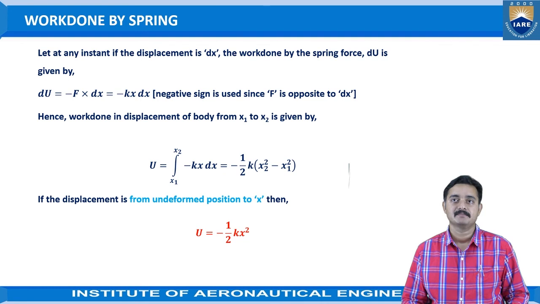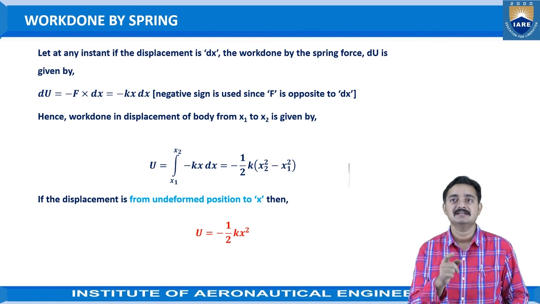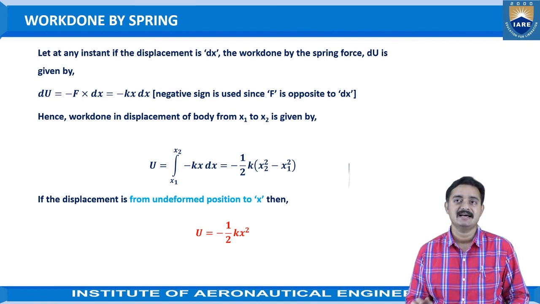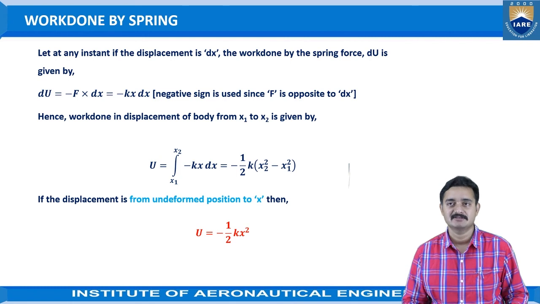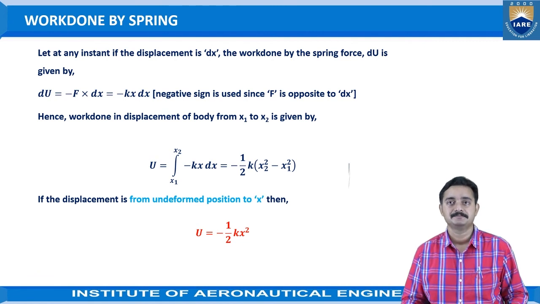You need to concentrate here. When the spring is getting compressed, what is happening? The force that is induced in the spring acts in the opposite direction to the displacement. That's the reason the work done is considered here as minus 1 by 2 kx square. That means the work is done on the spring.